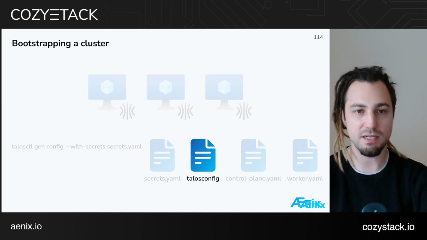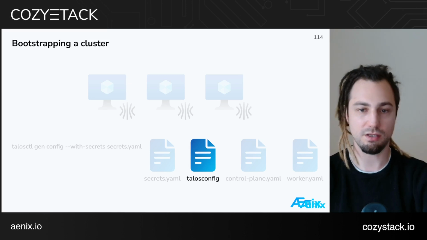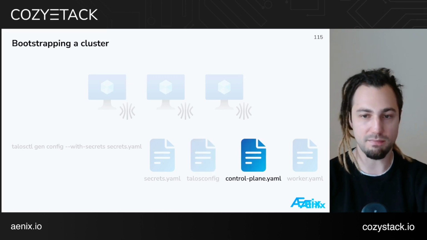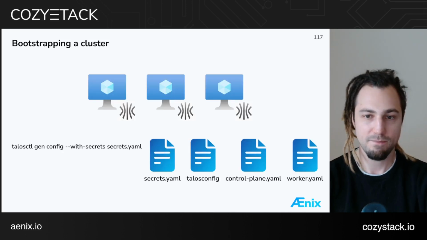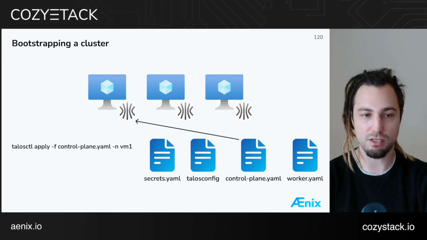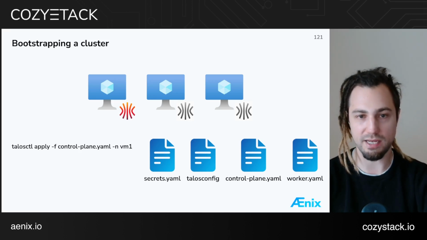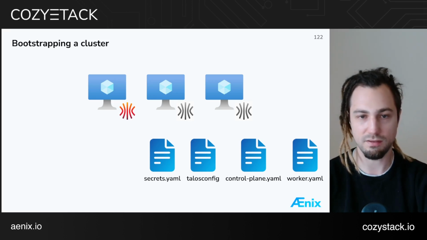This is pretty similar to kubeconfig; you can use it to access the Talos API itself. And you have two examples, one for control plane node and one for worker. If you want to bootstrap your node, you can just apply this configuration using the talosctl apply command and specify the node where you want to apply this configuration.